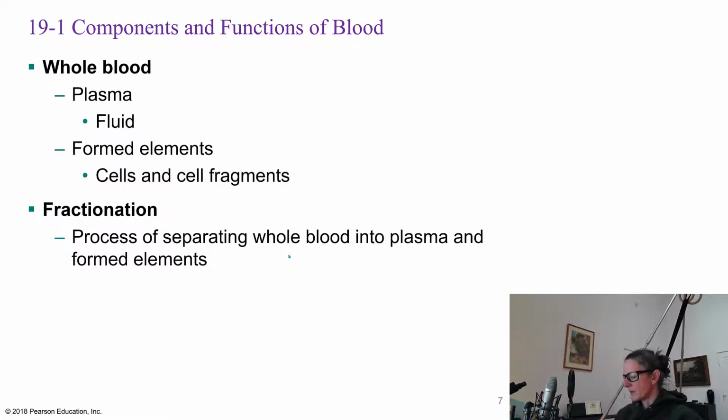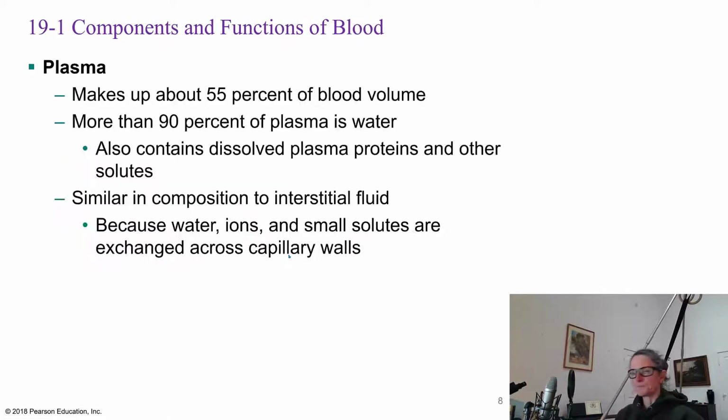And the formed elements settle on the bottom when you put them in the centrifuge. So when we look at plasma, it's going to make up about 55% of the entire blood volume, and 90% of that plasma is water. Now, the other thing that plasma has in it is proteins, and it has dissolved proteins called albumins and globulins.